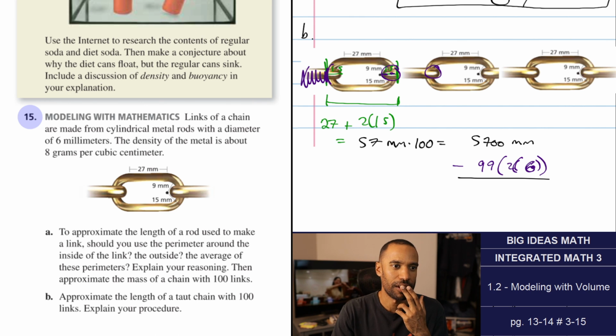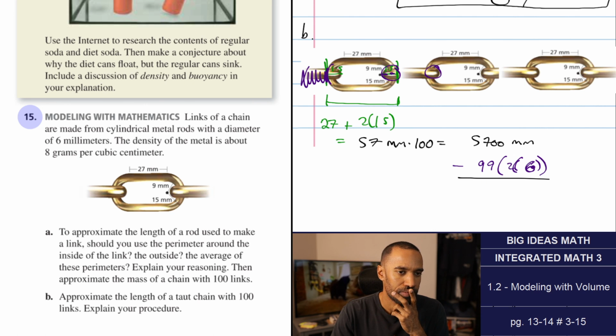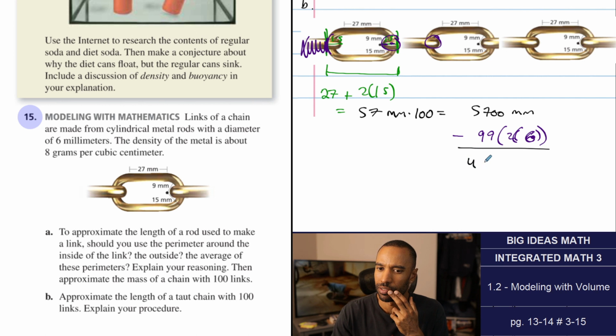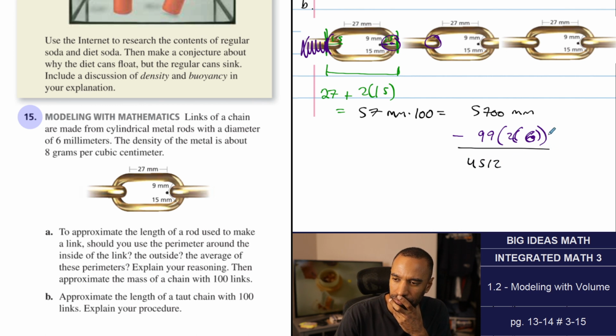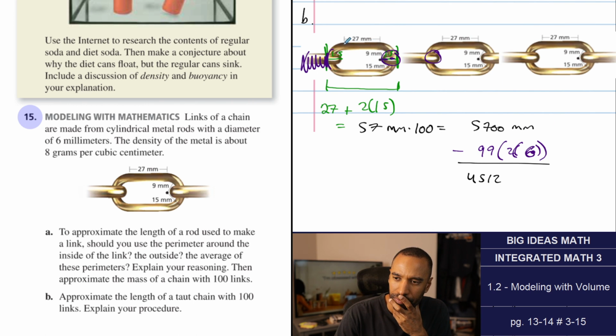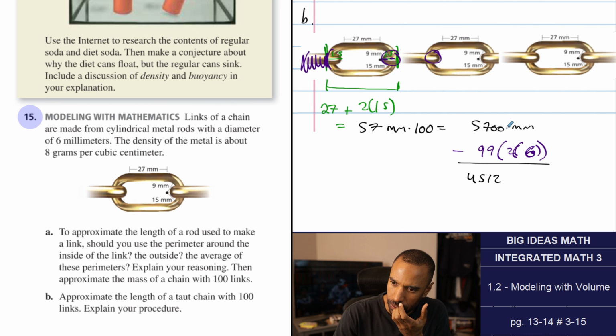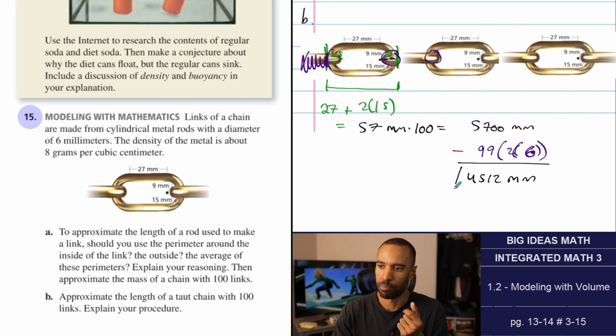So let's do that. 5,700 minus 99 times 12. And I'm getting 4,512. Would that be right? Double those, 99 of those linked, 4,512. 27, two 15s added together. It's 57 millimeters times 100. It's 5,700 millimeters. Okay, I think that'll be it. So, boom, millimeters there.